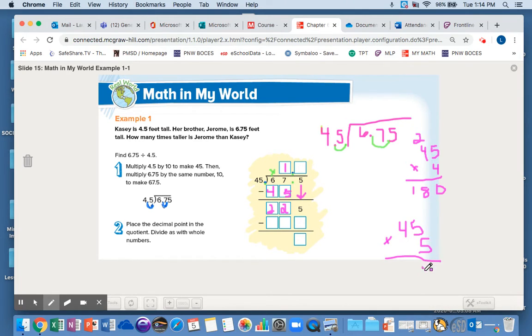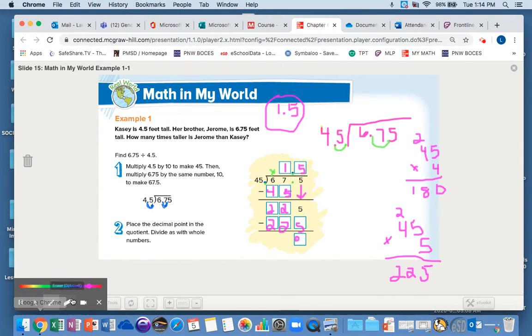5 times 5 is 25. 5 times 4 is 20, plus 2, 22. Good. So we got exactly 225. So 45 goes into 225 5 times. And we know that 5 times 45 is 225. Beautiful job. So we know that we get 0 here, so we have nothing left over. So our answer is 1 and 5/10.